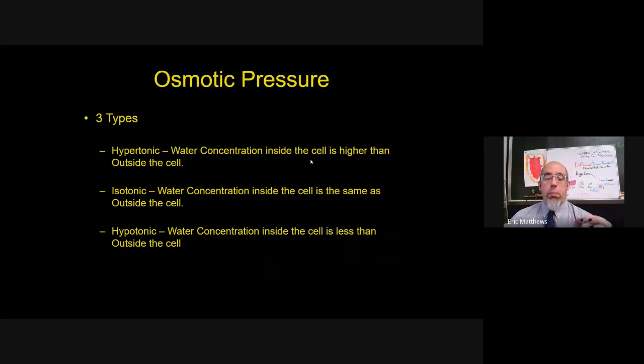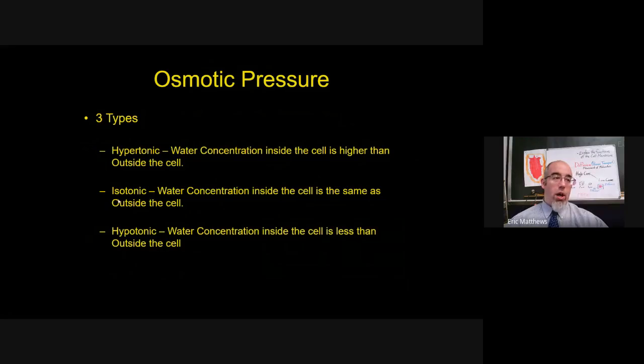Hyper, if somebody is hyperactive, it means they are more active than normal. If a spaceship has hyperdrive, it means it goes faster, more fast than normal drive, right? So hyper, that prefix, means more or above. So hypertonic makes sense. It is more water. The cell has more water, so the water will leave the cell, high concentration to low concentration.